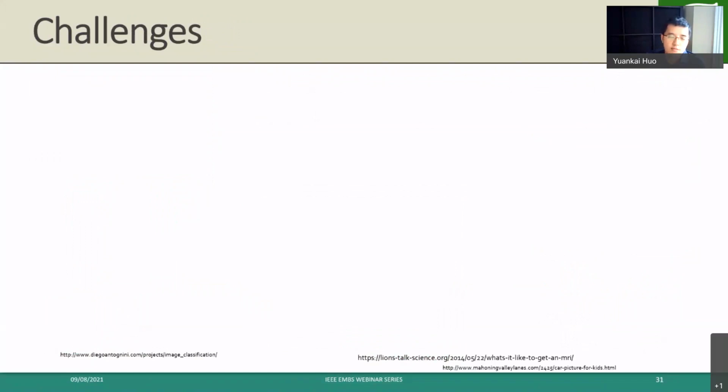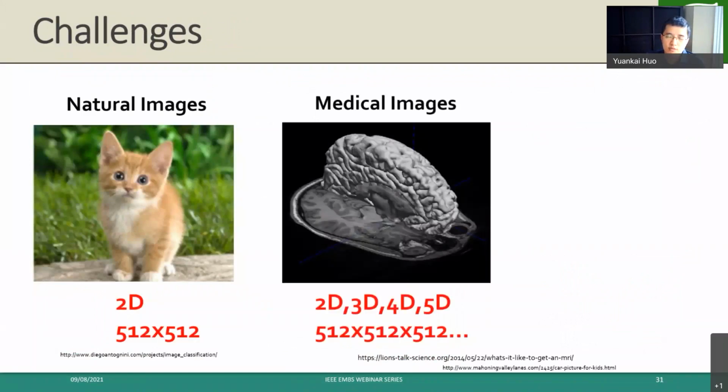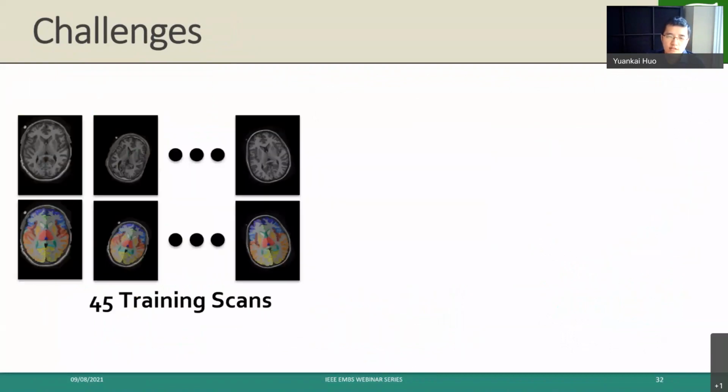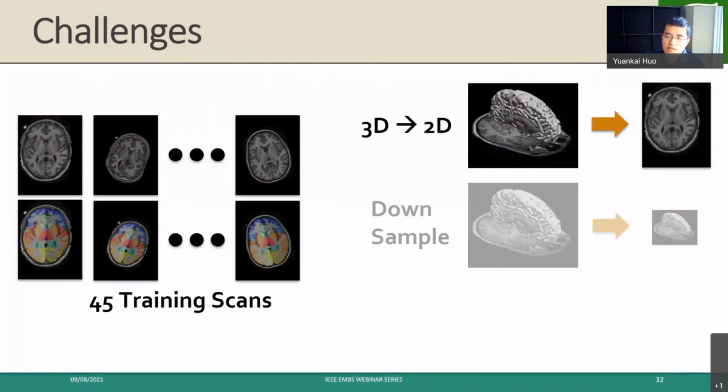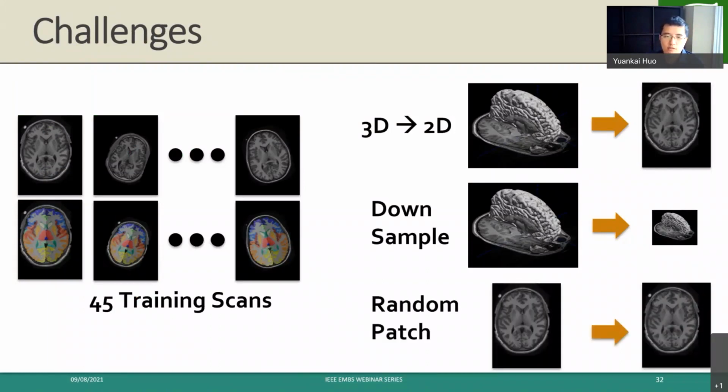Except for the limited sample size, we have other challenges. For example, the brain images can be very large, and our GPU memory is limited for such large volumes. And we only have 45 labels for these large images. So typically we can do 2D, or 3D to 2D, basically designing a 2D network, or we can do downsampling, or we can do random patches. And in our work, we try to solve this problem from a different perspective.